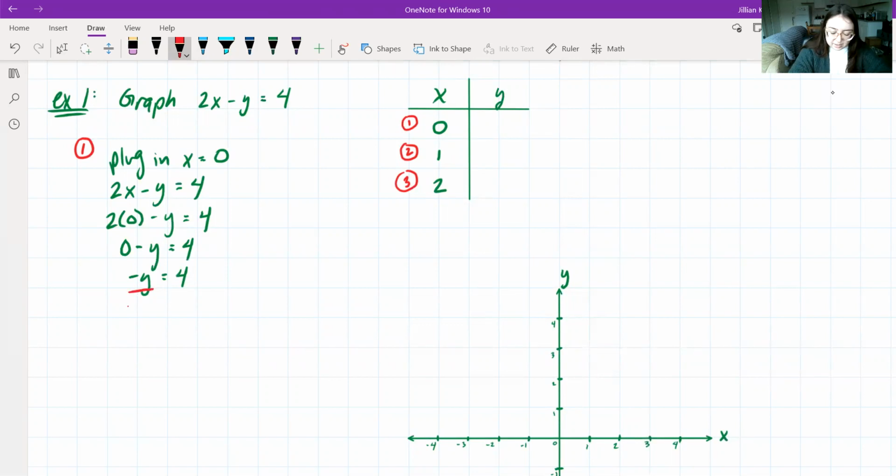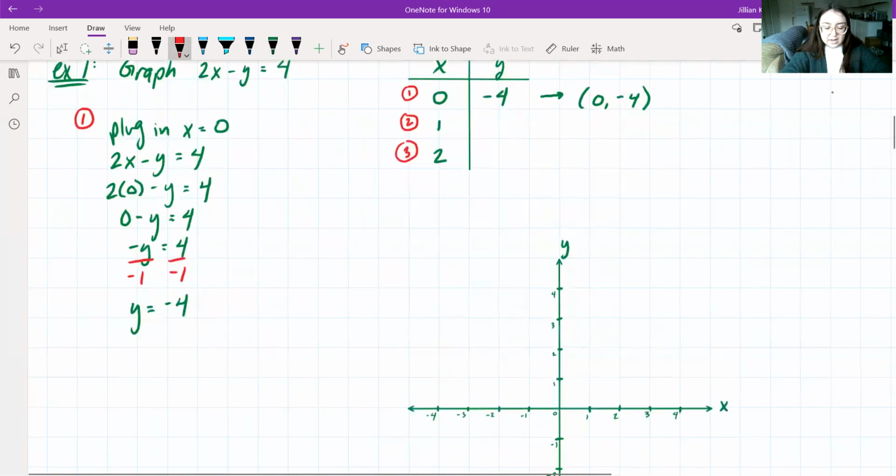So let's go ahead and divide by -1, which in this case gives us y is equal to -4. So when x is equal to 0, y is equal to -4. So we would fill in this spot on our table. We can draw a little arrow, and we know that this now represents the ordered pair of 0, -4.